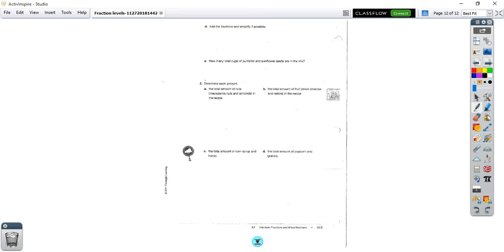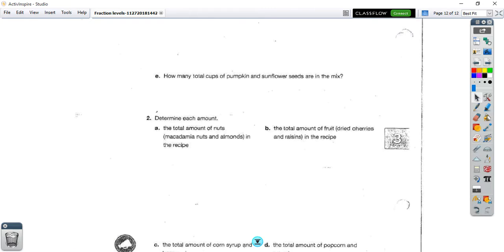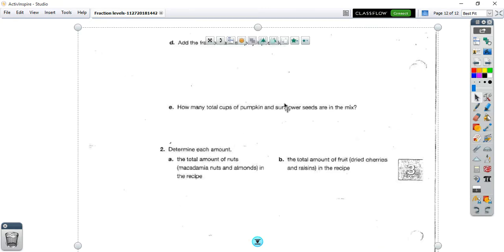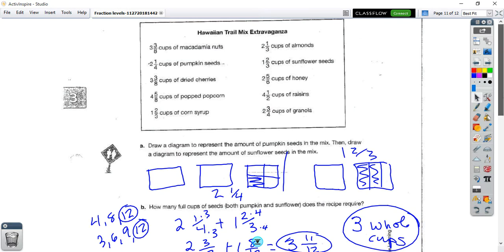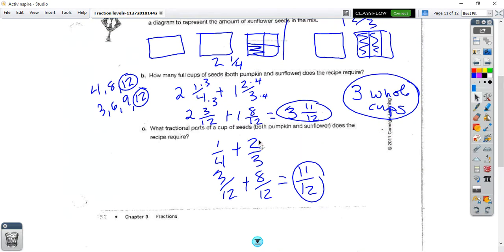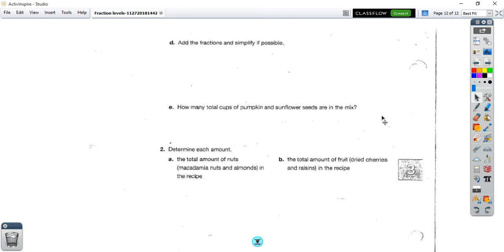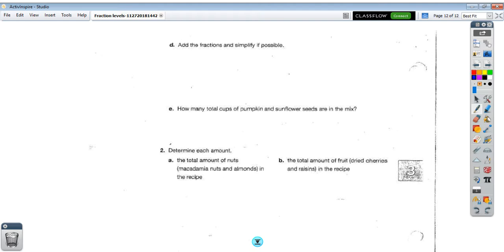Let's go to the next section. I'm pretty sure this next question is going to ask them to add them together. Then it says, add the fractions and simplify if possible. How many total? Okay, so that's sort of annoying even. So it really broke it down. So it said, what fraction parts? I was just supposed to list 1/4 and 2/3. And then in the next step, I was supposed to add them together.